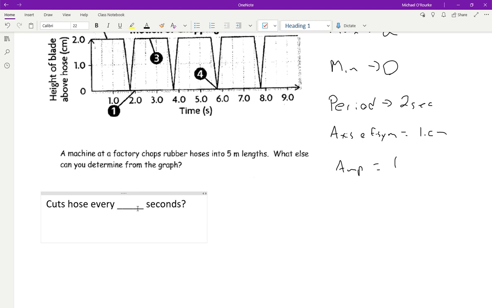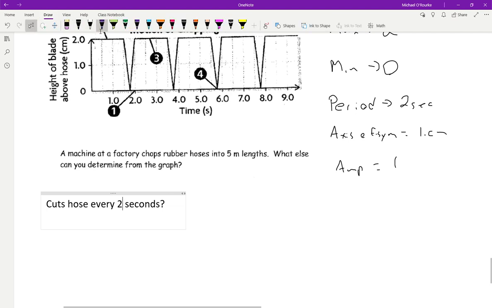Good. It cuts every 2 seconds, because it takes 2 seconds to go through the cycle, right? So every 2 seconds, if I went to this part here, right, there's where it cuts, right there. If I go ahead and see where it cuts again, and where it cuts again, it's cutting every 2 seconds. Hit, hit, hit, hit.